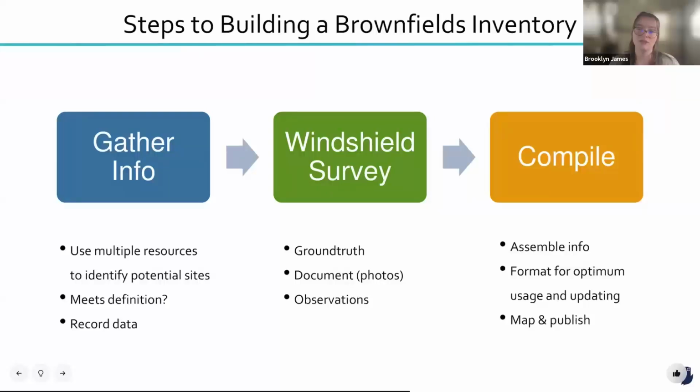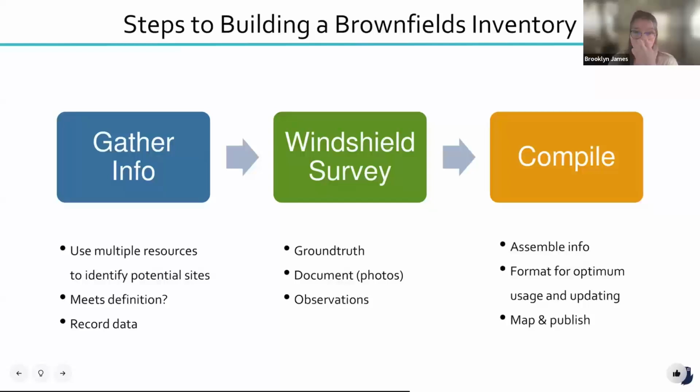And the very beginning of the inventory really starts with just gathering this information. So you can look at public databases, your records in your town hall, just using different sources of data to identify where underused sites might be and what the historic land uses were on those sites. And then, of course, you're going to want to double check that these sites meet the definition of a brownfield. But if there's perceived contamination, then likely it does meet the definition. And you'll also want to make sure you're recording this data that you find.